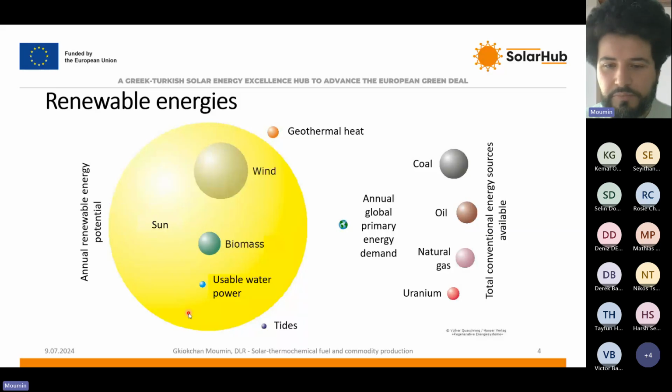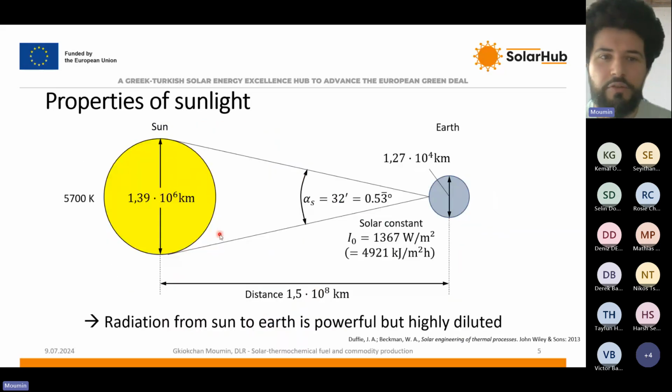And why do we have to concentrate this energy, basically? If we just look very briefly into theory, we have the sun with a vast diameter and a surface temperature of 5,700 Kelvin, and a distance to the Earth that is even bigger than this diameter. What this leads to is that the sun rays that reach the Earth are very diluted, actually. The sun is very powerful, but the radiation coming from the sun is spread in such a way that what reaches the Earth is very diluted.